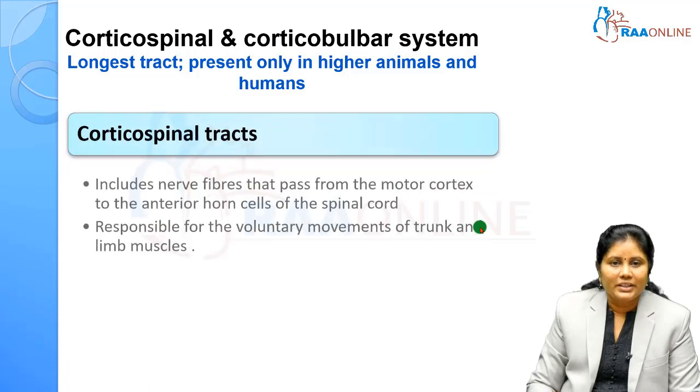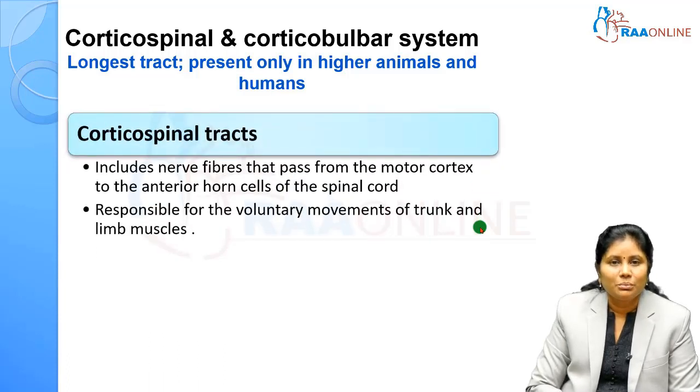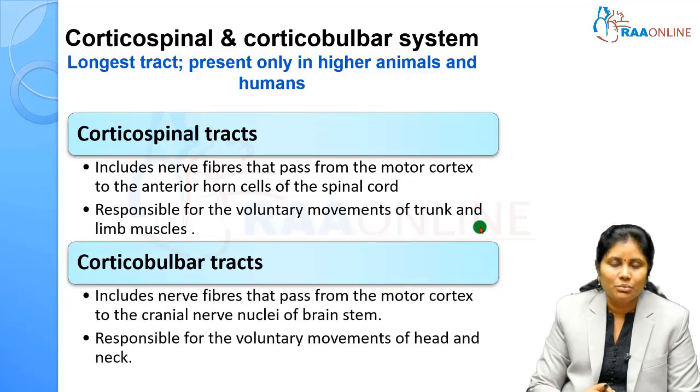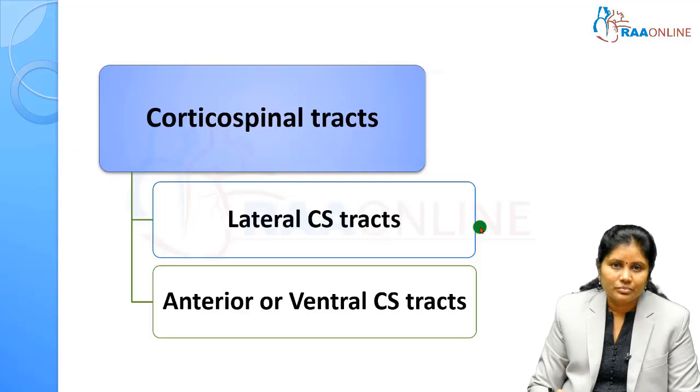So the corticospinal tracts include the nerve fibers that pass from the motor cortex to the anterior horn cells of the spinal cord, and they are responsible for the voluntary movements of the trunk and limb muscles, especially the fine, precise voluntary movements. Corticobulbar tracts include the nerve fibers that pass from the motor cortex to the cranial nerve nuclei, which are present in the brainstem, that is the midbrain, pons and medulla. From these brainstem areas, they go to the respective head and neck region for its supply, and they are also responsible for the voluntary movements of head and neck.